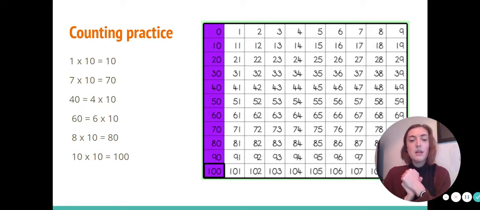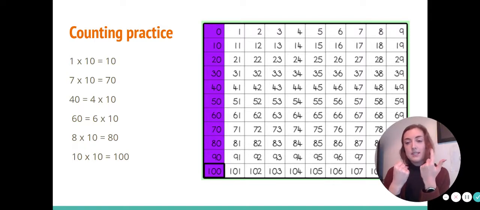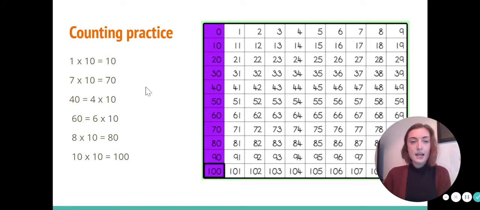And the last one, something times 10 is 100. So start at 0, counting in tens to 100. 10, 20, 30, 40, 50, 60, 70, 80, 90, 100. That took me 10 jumps. 10 times 10 is 100. Tick or fix those and let's go.